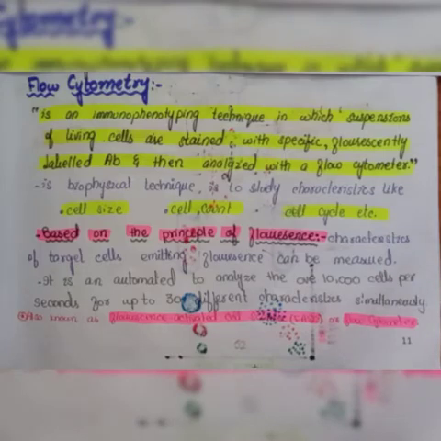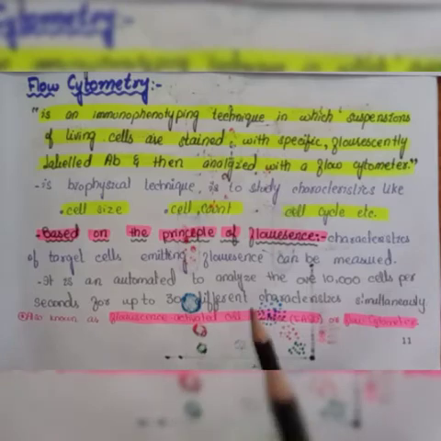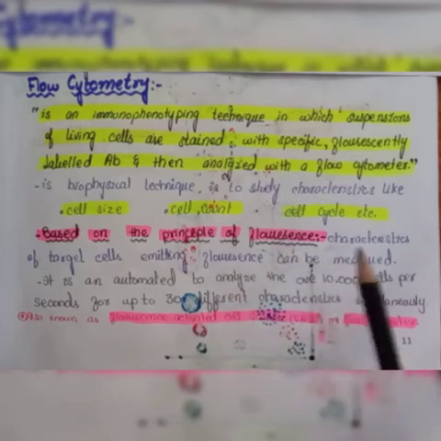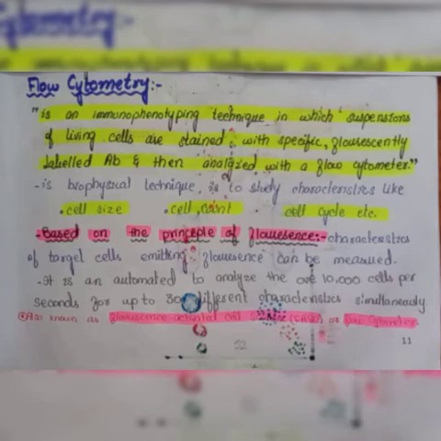What is the principle of flow cytometry? It is basically based on the principle of fluorescence, because fluorescence is used on the basis of the protein of interest that we want to study. The characteristics of the target cells emitting the fluorescence can be measured. When the target cells emit fluorescence, we can measure it, because these target cells have the protein of interest that we want to study.